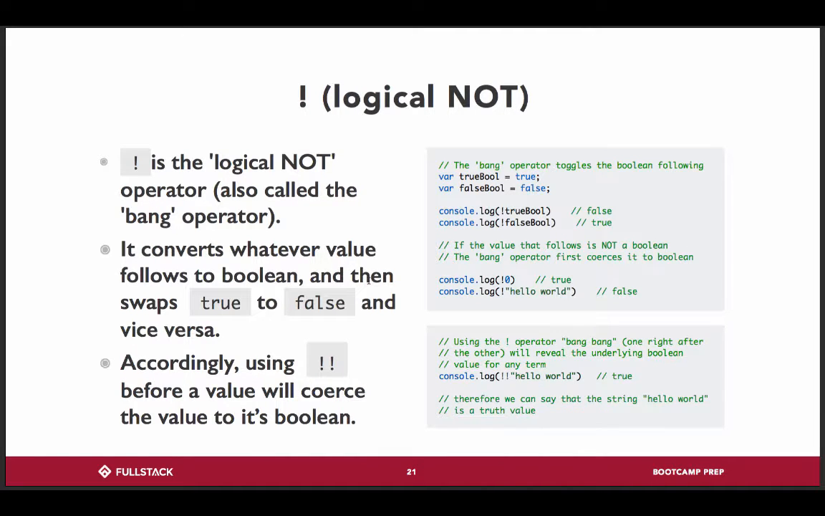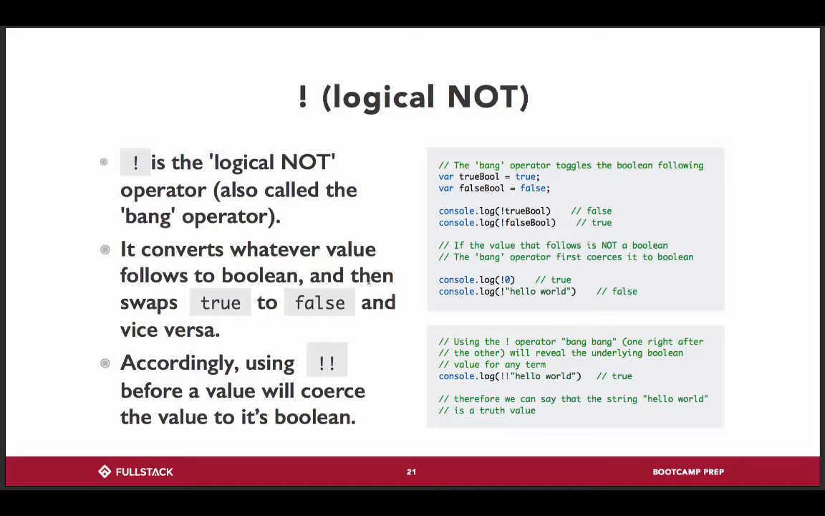The logical not. This is fun. It's also called the bang. And what it does is it sort of flips the Boolean. So if you had bang true, it would return false, and vice versa. So 0 is falsy, so if we have bang 0, it's going to return true.